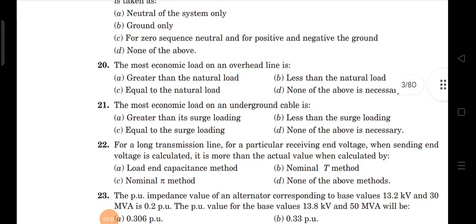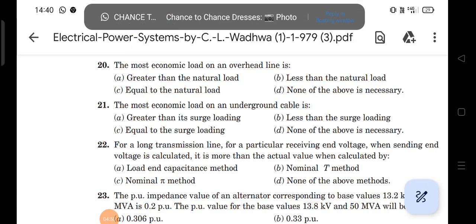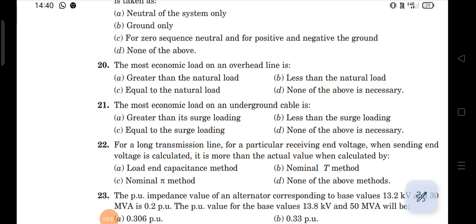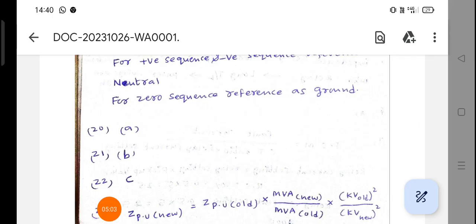Next, the 21st question. The most economical load on an underground cable. In case of underground cables, the economical load is always less than the surge impedance loading. That is the second one, right? The 21st answer is B. Okay, next, the 22nd one.